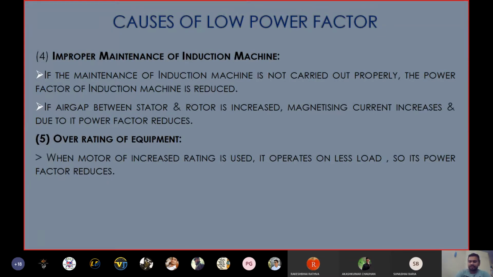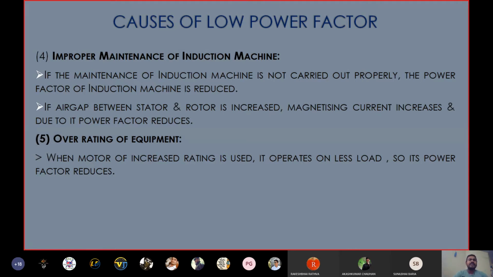We have to keep in mind that each and every industrial machine we are using must be maintained properly. If maintenance is proper, the machine will not draw more current from the source, and due to it the power factor will be maintained.